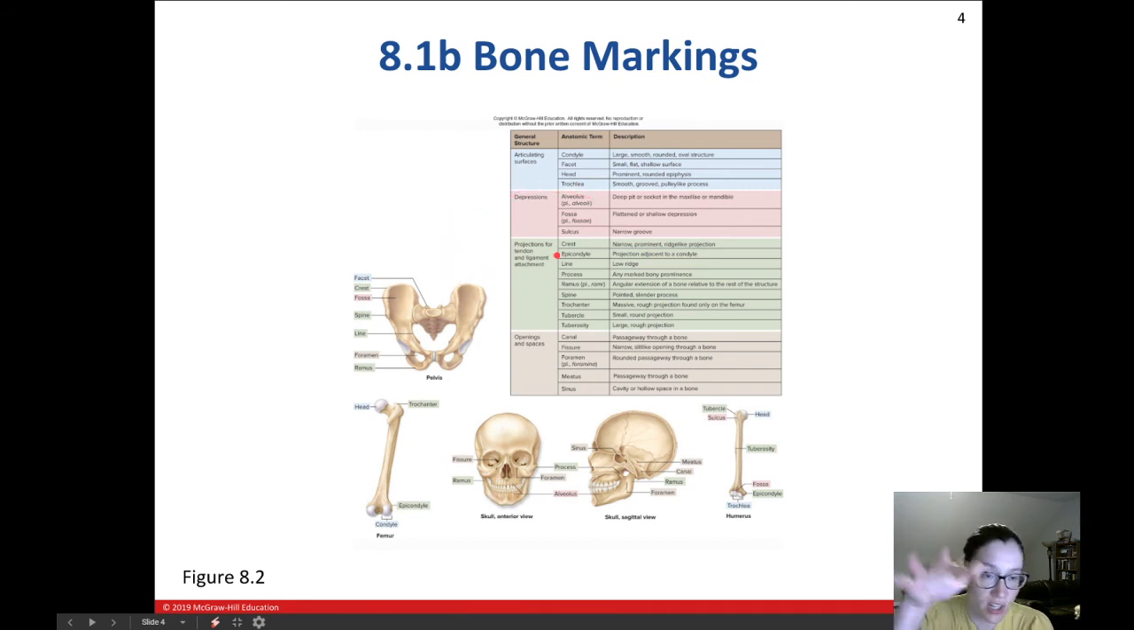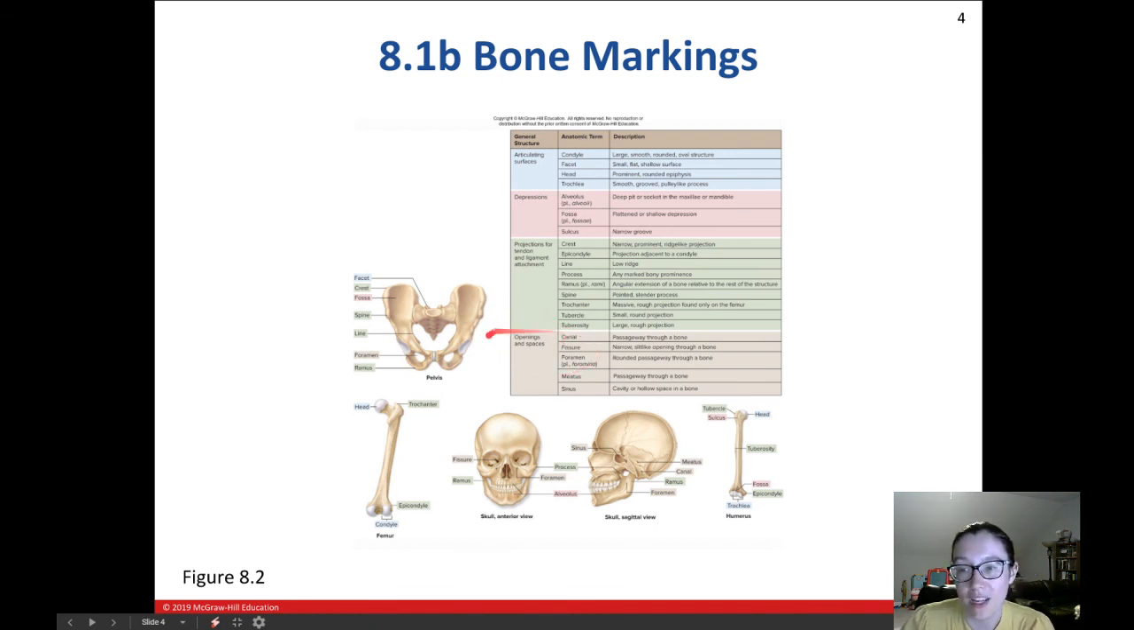Things that are projections, things that are bumps that come out of the bone, usually might be for tendons or ligaments to attach to. They can be called a bunch of different things depending on their shape and where they're located, but some of them would be a crest, an epicondyle. An epicondyle is usually near the condyle, on top of or next to a condyle. A line, a process, a ramus, a spine, a trochanter, a tubercle, or a tuberosity. Lots of different ones for projections.